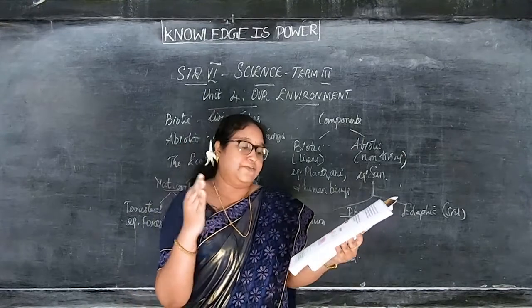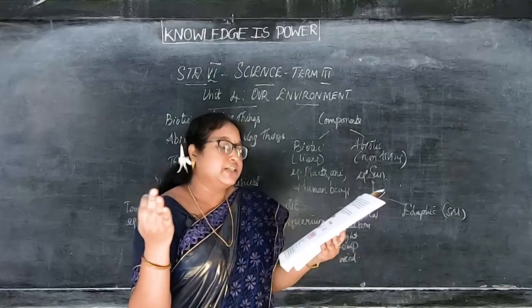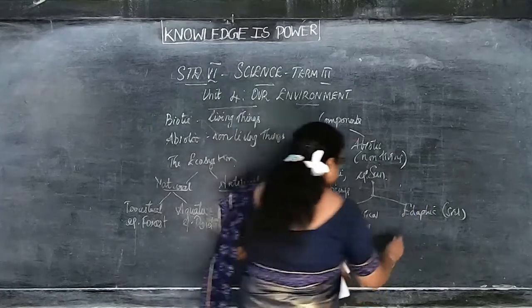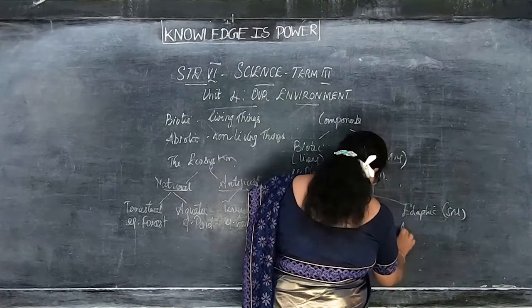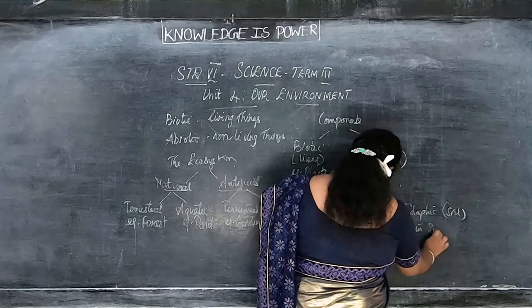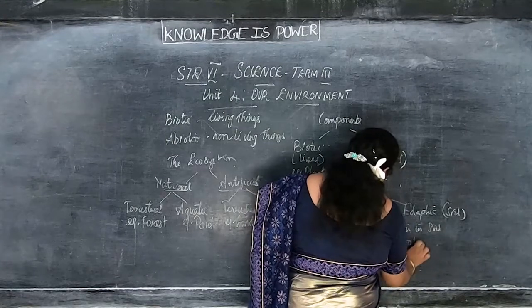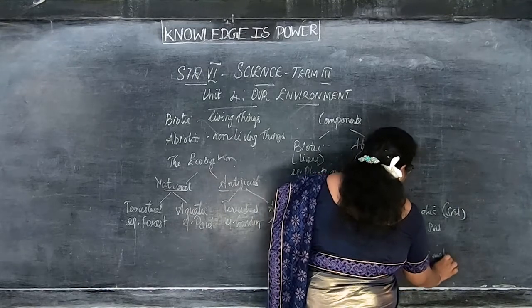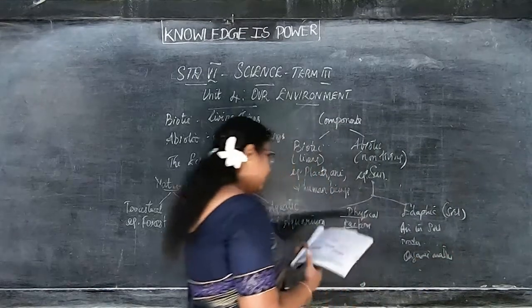Now if you go to edaphic, it means soil. So in the soil, what is there? Water, air in the soil, and organic matter, all these come under the edaphic factors. Okay children, did you understand now?